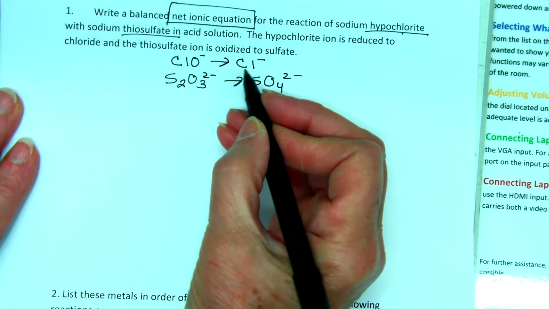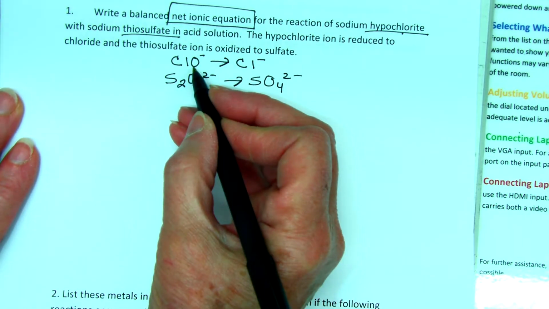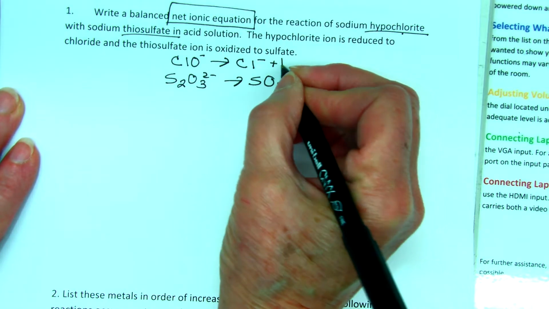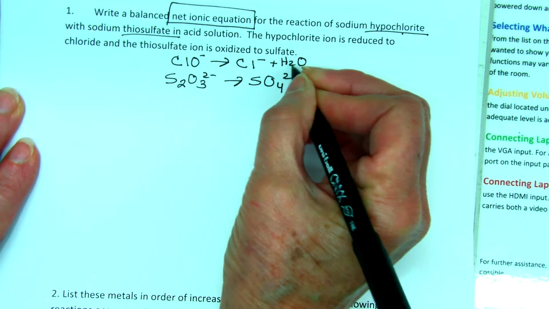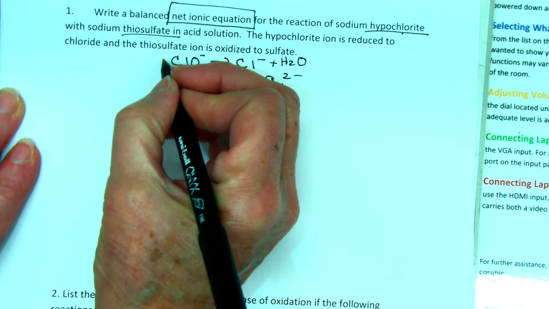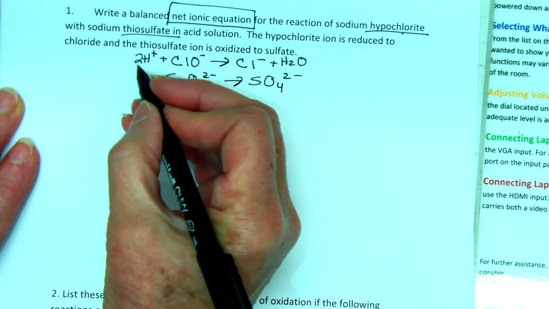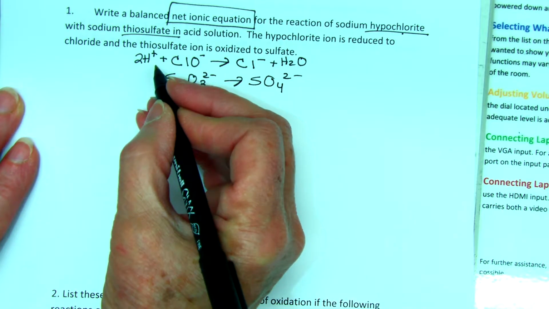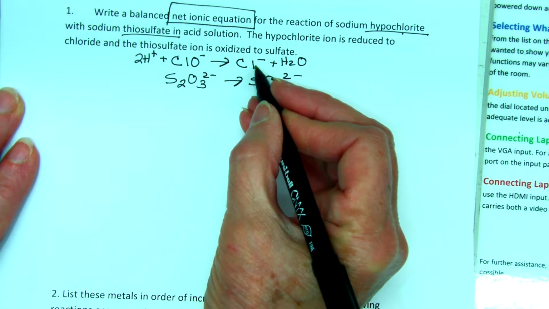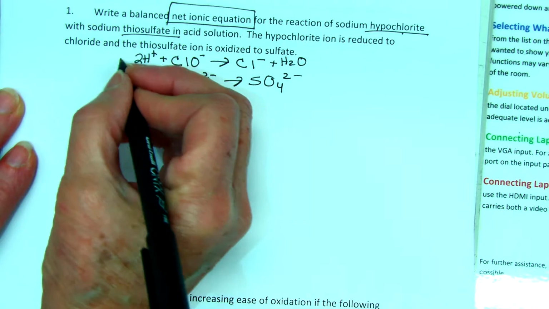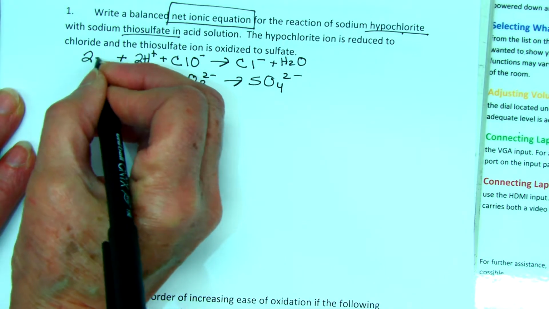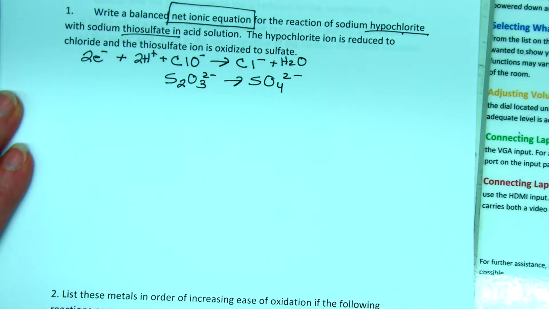1 chlorine, 1 chlorine. 1 oxygen, no oxygen. Add 1 water. 2 hydrogens, no hydrogens. Add 2 hydrogen ions. Plus 2 minus 1 is a positive 1 over here, a negative 1 over here, so we add 2 electrons to the more positive side. Now I have a balanced half reaction.